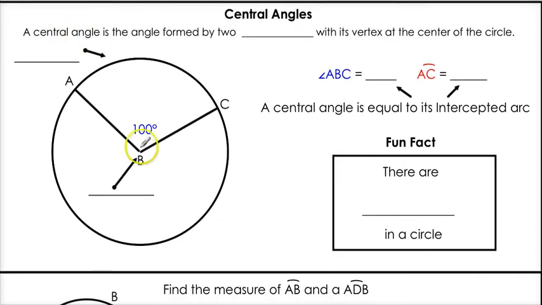All right, so let's learn what a central angle is. A central angle, to put it simply, is just an angle formed at the center of a circle. So you got an angle right here. It's at the center. That is our central angle.